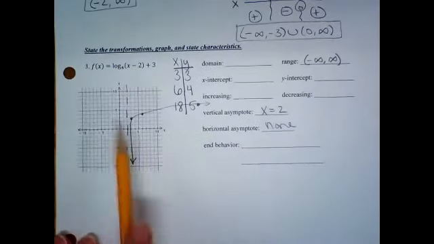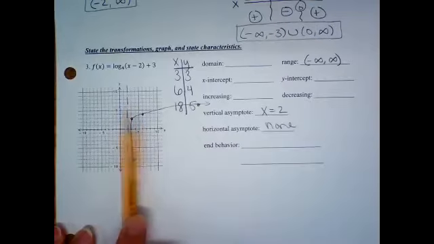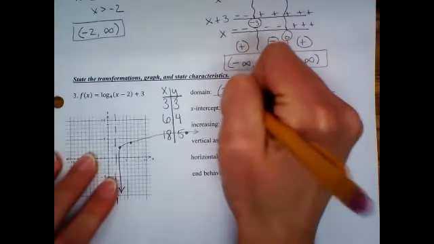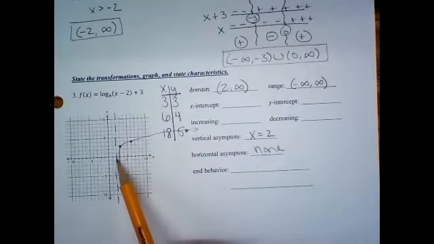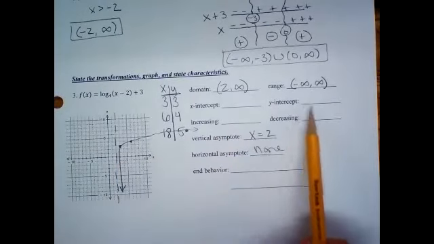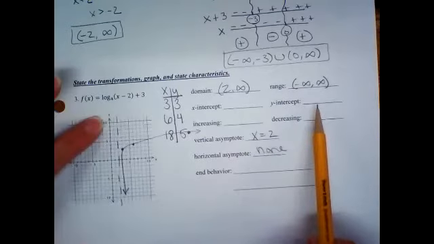All right, domain. It's not going to be all reals. Domain would be from where to where? Good, 2 to infinity. X-intercept, let's come back to that. Y-intercept. None, good. I always save the hardest stuff for last. Do the easy stuff first.